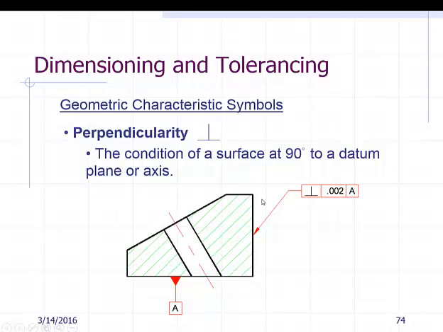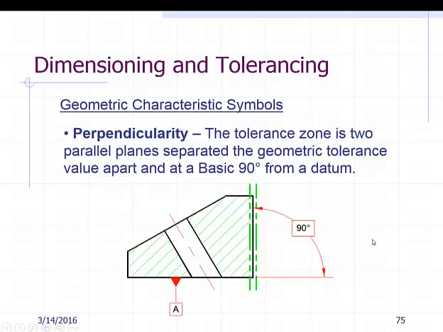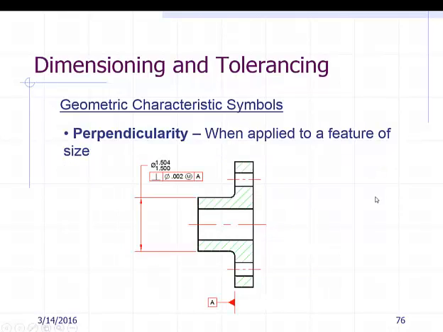So obviously no diameter shape there. I'm just talking about a surface being perpendicular to another one. And once more, it is two parallel planes 2/1000ths apart, and it has to fall within that area. So not too different from the straightness, it's just this time we're relating it to a different plane. If we just had straightness, it could be straight but not necessarily perpendicular to this surface.